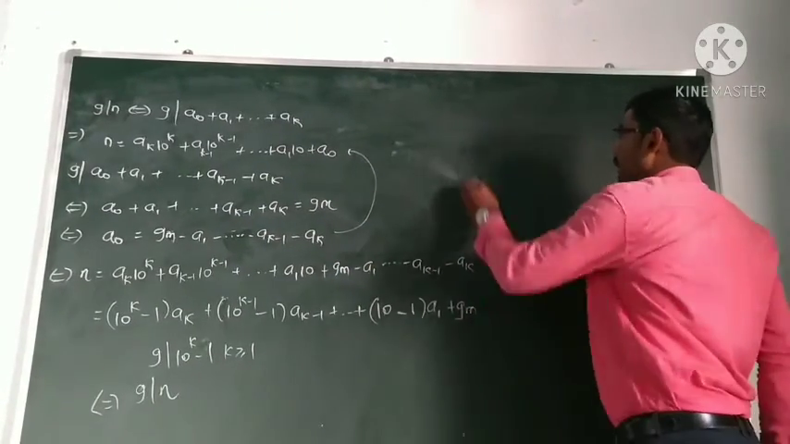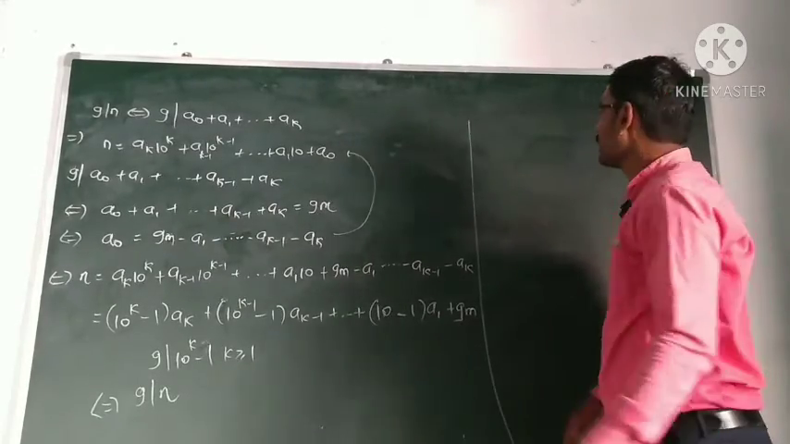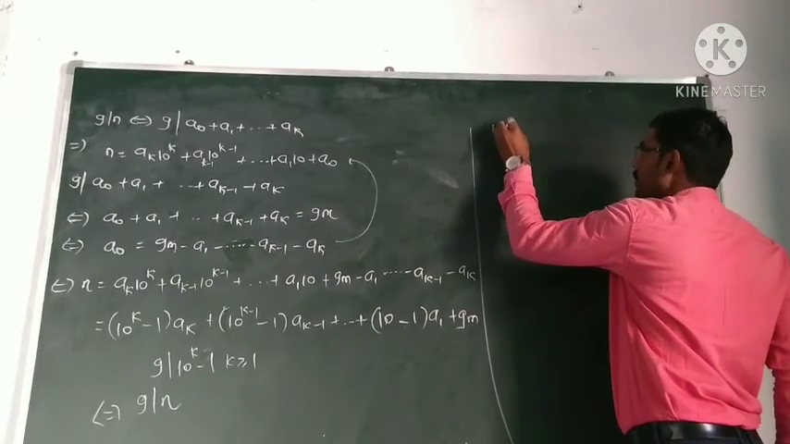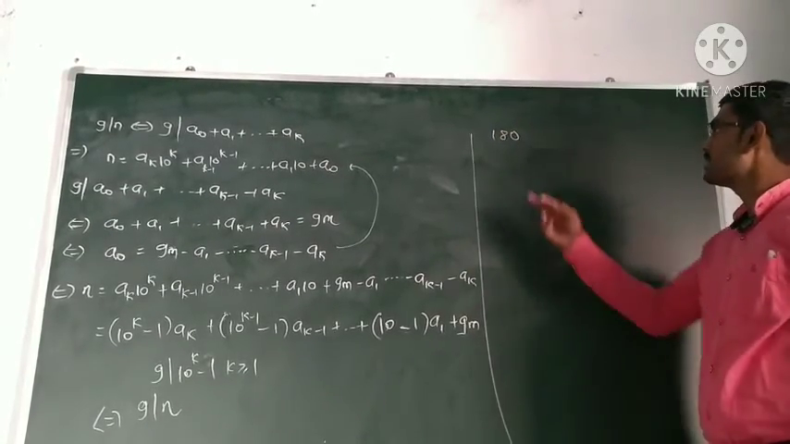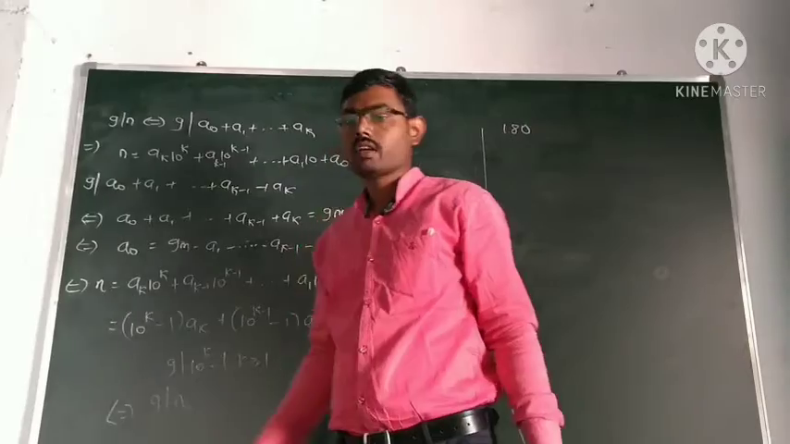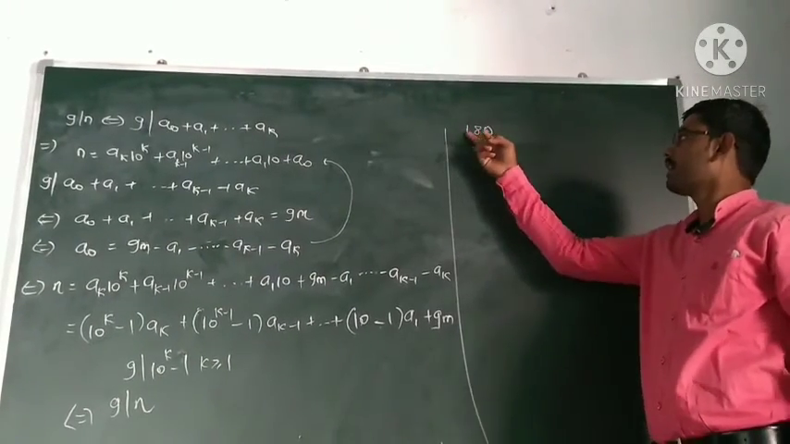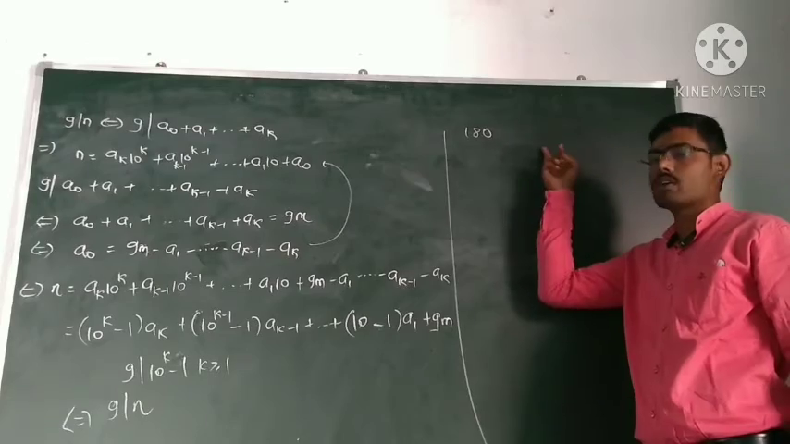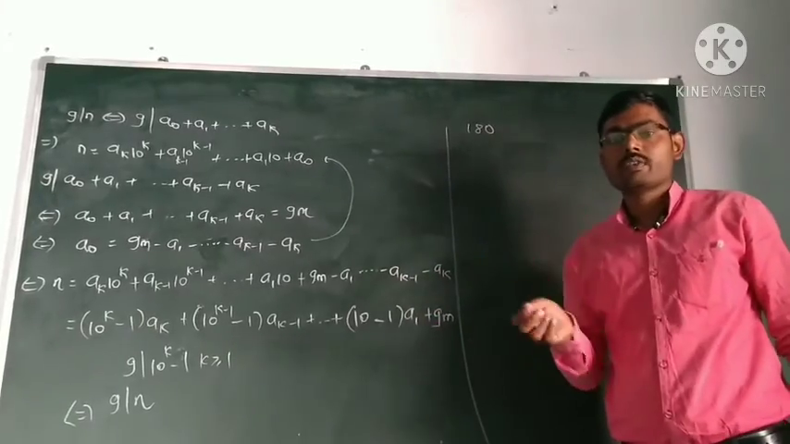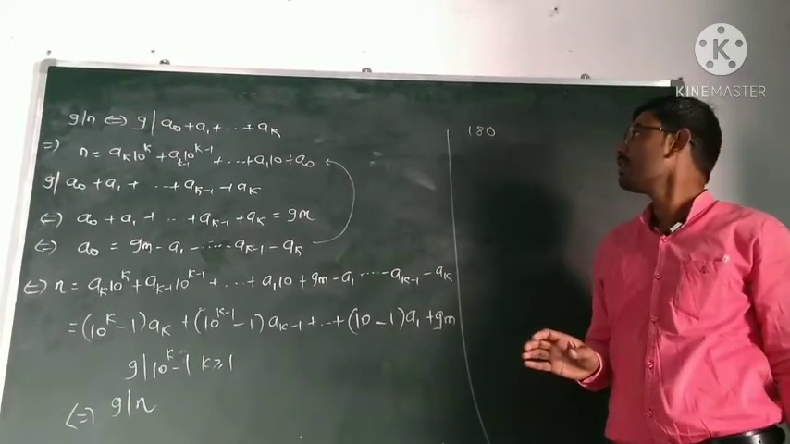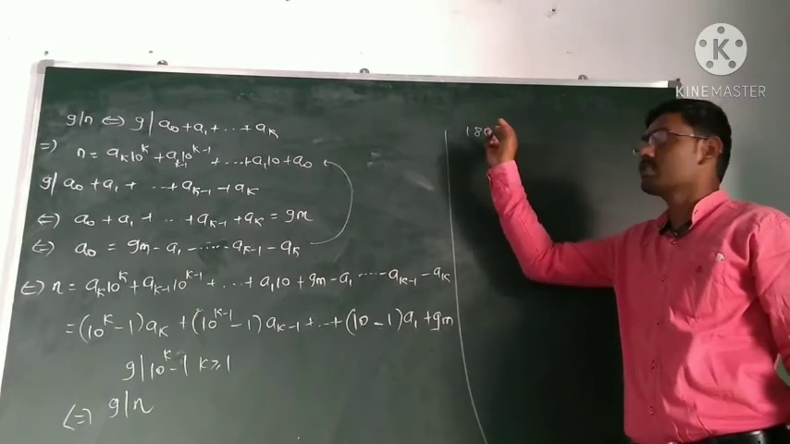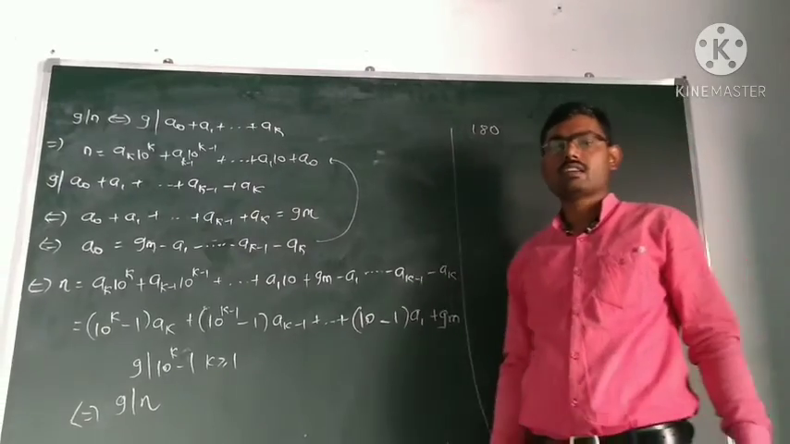For example, take the example 180. The sum of digits 1 plus 8 plus 0 is 9. This number must be divisible by 9. And we know 20 into 9 is 180, so 180 divided by 9 is equal to 20. So the number is divisible by 9, and the sum of digits is divisible by 9. Here the sum of digits 1 plus 8 plus 0 is 9, which is divisible by 9. So this number is divisible by 9. 180 is divisible by 9.